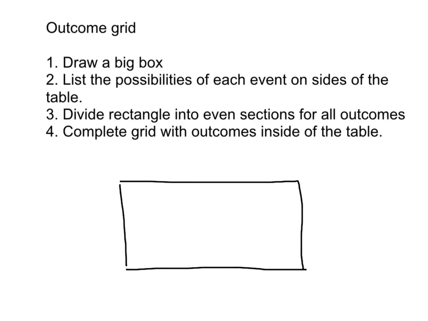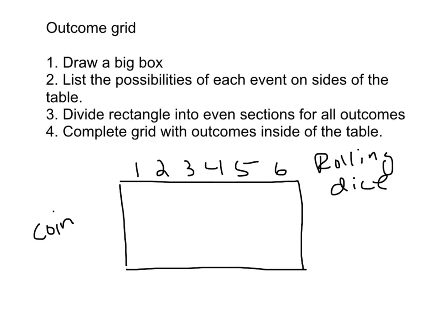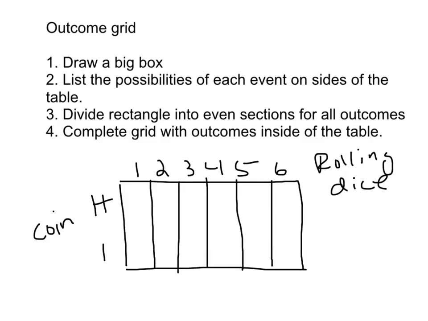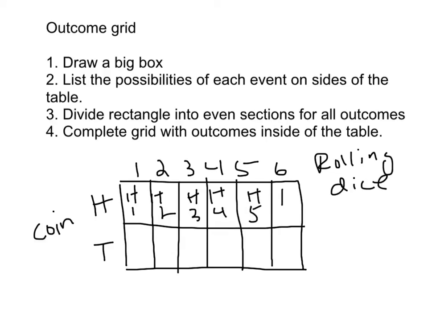So quickly, if I was flipping a coin and rolling a dice, and I wanted to know the different combinations, I would put dice on top. 1, 2, 3, 4, 5, or 6. Those all have the same chances of happening in a dice. And then if I was going to flip a coin, it's either going to land on heads or tails. So I only have 2 options, so I'm going to divide it accordingly like this. And then I would fill it out. I would have heads 1, heads 2, heads 3, heads 4, heads 5, heads 6, and so on for tails.